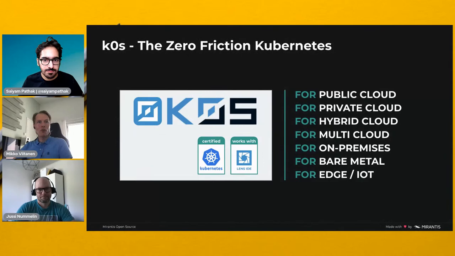So, starting with some introduction. K0s is the zero friction Kubernetes. It is targeted at many different cloud environments, but also bare metal, edge, and IoT deployments. The aim is that users can run K0s in all their Kubernetes use cases. K0s is a certified Kubernetes, meaning that applications behave in the same way as in other kube distros, and it's easy to migrate applications to K0s and between the distros.